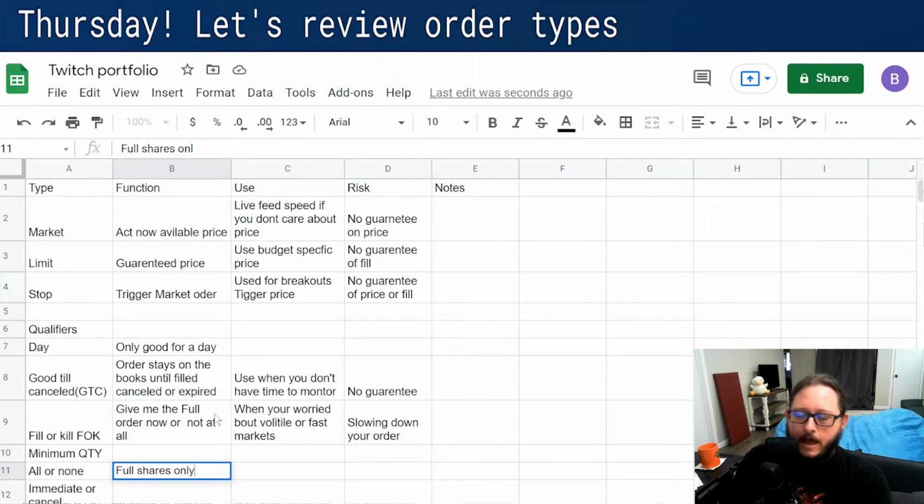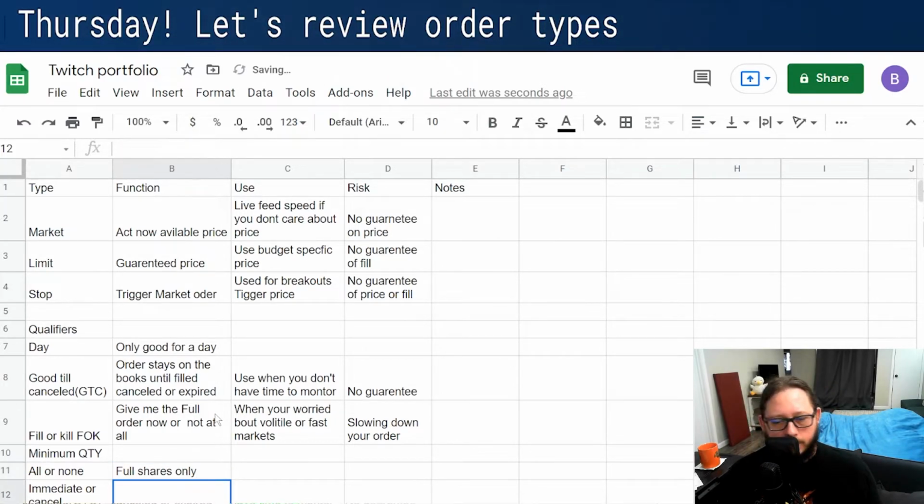Okay. Again, for covered options writers, this one might be one that you want to consider, right? Because you can't write shares on a fractional position. Has to be contracts. You can't write options contracts on a non-round lot, so at least 100 shares. And then this is a time qualifier. Right now or not at all.